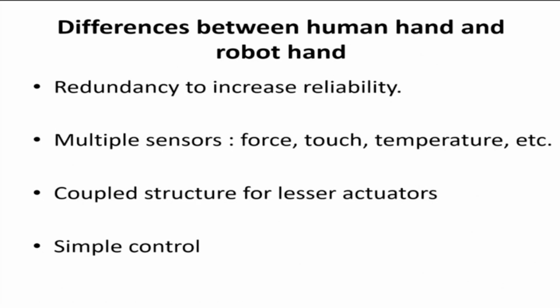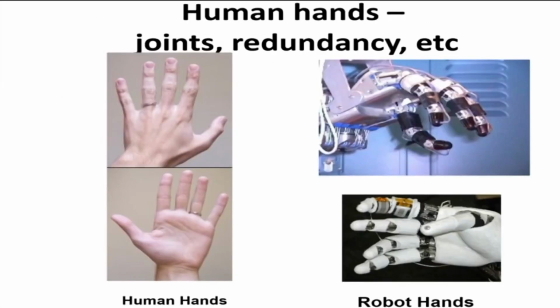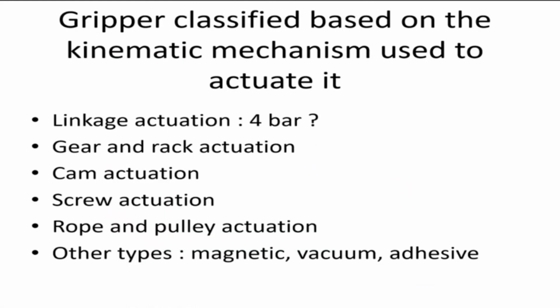Now, the actuation is also different between a robot hand and a human hand. In the human hand, there is a lot of redundancy to increase reliability, and there are multiple sensors: force, touch, temperature. There is a coupled structure for fewer actuators, and the control is simple. This is the human hand, and that's the robot hand. You can see there are a lot of joints and a lot of differences in terms of redundancy, actuation, etc.